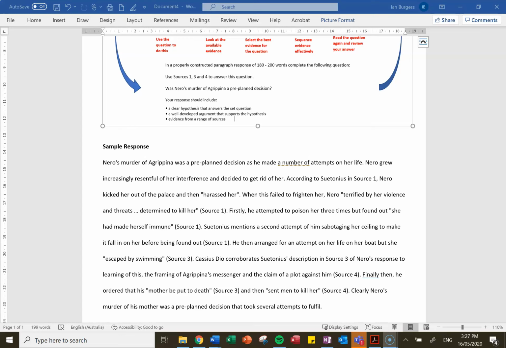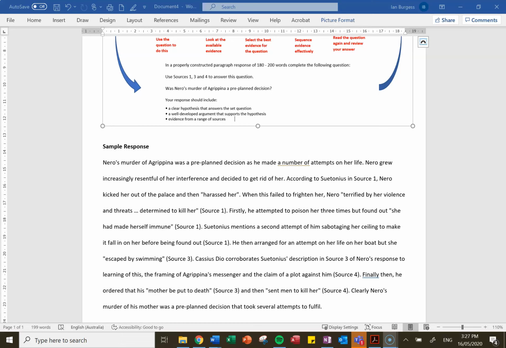Okay, so in summary then, folks, when you are synthesizing, writing a synthesis response, you need to be using a range of sources to develop a central argument, to develop a hypothesis that is made in response to the set question. You need to use evidence from a range of sources to support it. You need to bring evidence together, corroborate it, to help deepen your argument.